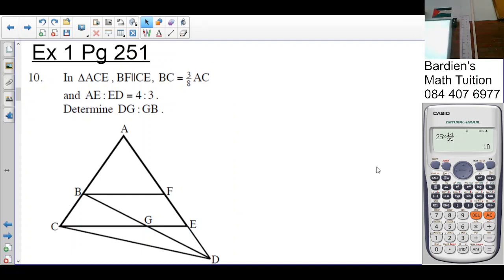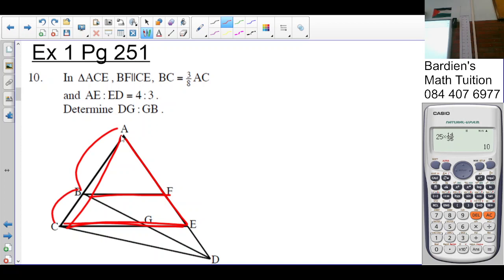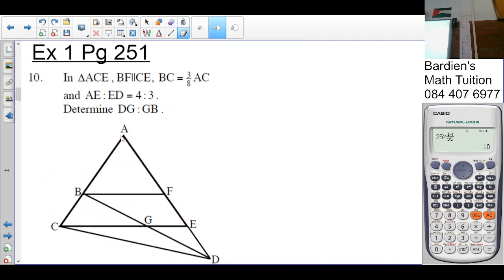Alright, number 10. We are told in triangle ACE. Again, that's your big triangle. We are told that BF is parallel to CE. If that is the case, what do we know? We know that AB over BC is equal to AF over FE, and its variations. So I'm going to take this off and put parallel lines in. I know those are parallel and all these variations come with it.